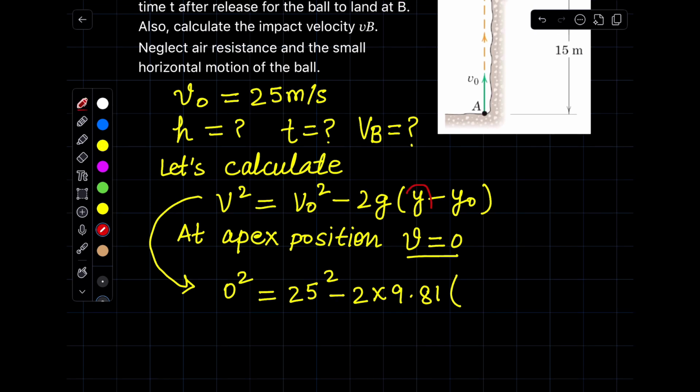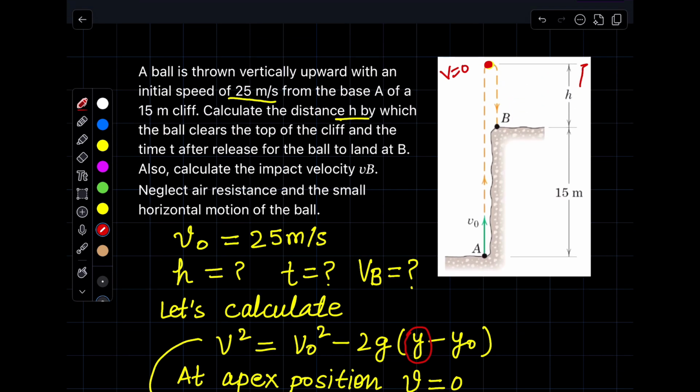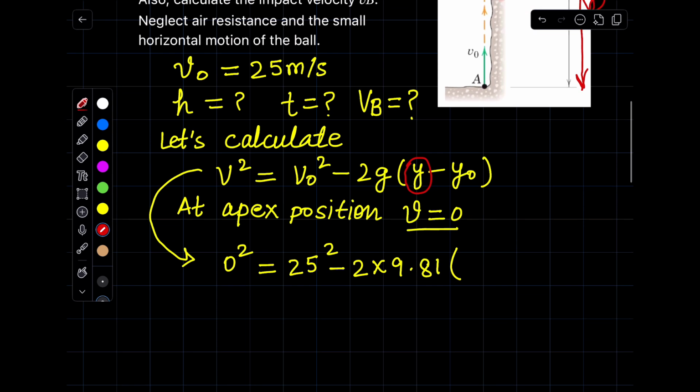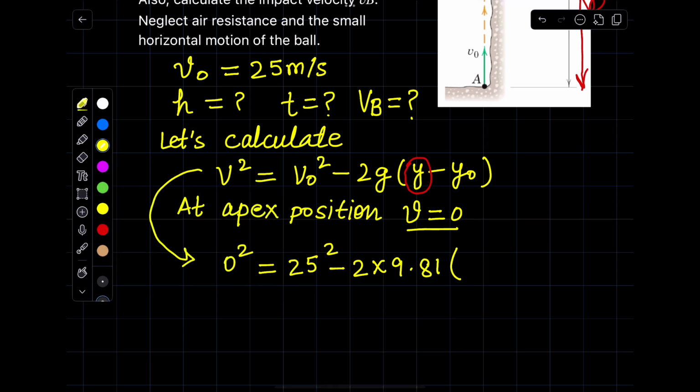Now here, what is y? y is the total height. In this case, we will measure the total height. This is 15 plus h. Because we are calculating for the apex, I mean the maximum height, we have to write the maximum height. So it is 15 plus h.